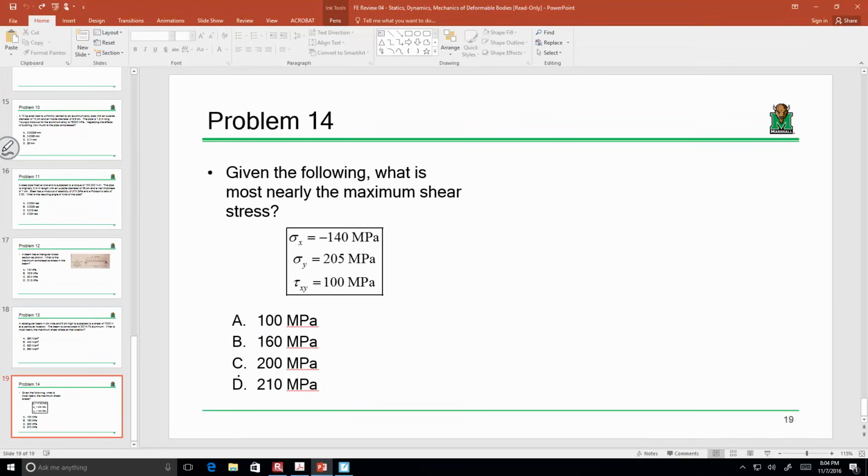All right. Given the following, what is most nearly the maximum shear stress? And again, this is one of those ones where units don't really matter because everything's consistent. Everything's all in megapascals. So we have a compressive stress along the x-axis, a tensile stress along the y-axis, and a positive shear stress. What's the maximum shear stress dependent upon our orientation? That's a very nice little plug and chug expression.